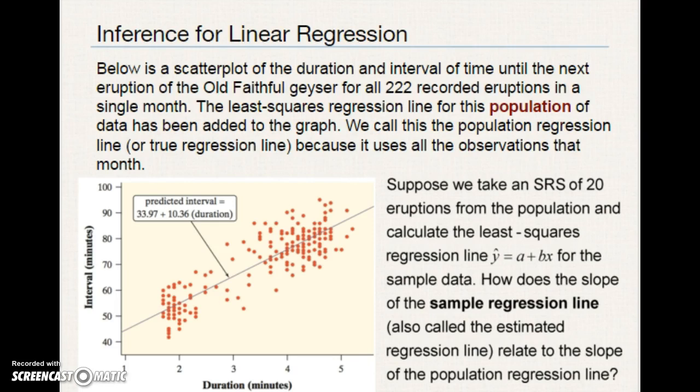So instead, suppose you went out to Yellowstone and you only took a simple random sample of 20 eruptions in that one month, and you decided to calculate a least squares regression line. And you can see right here that our least squares regression line is y equals a plus bx. We write it a little bit differently as statisticians. And the question is, how does the slope of the sample regression line, when we looked at just 20, compare to the overall population regression line, those 222?